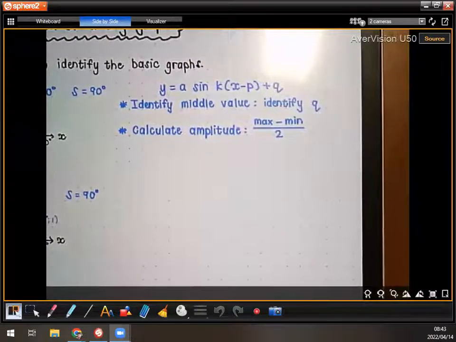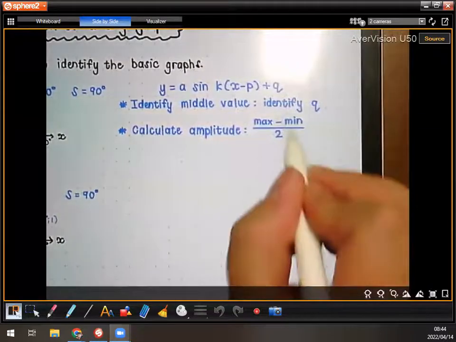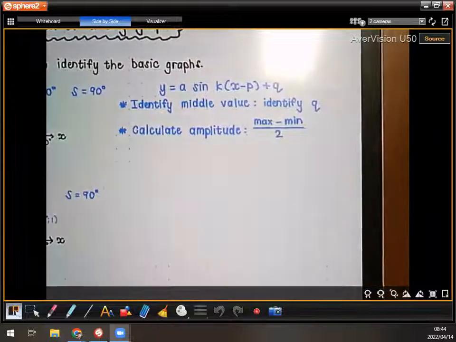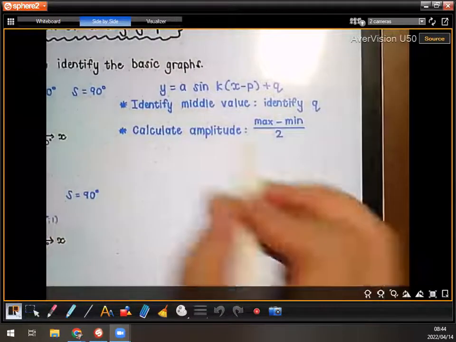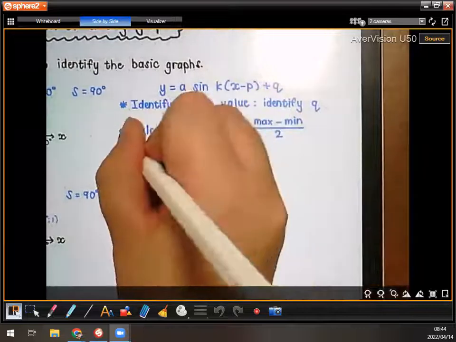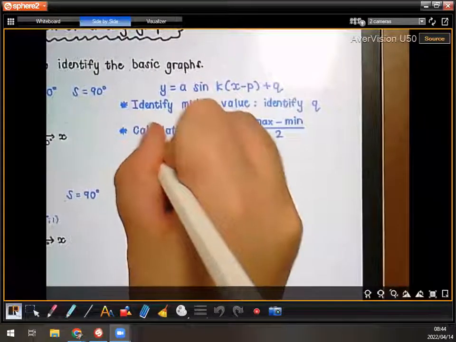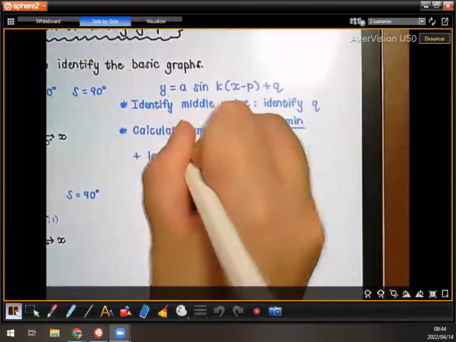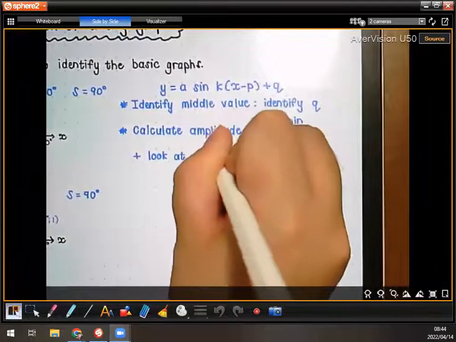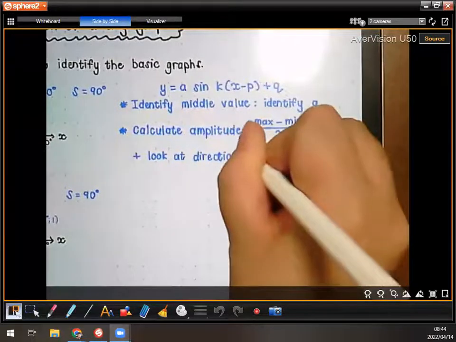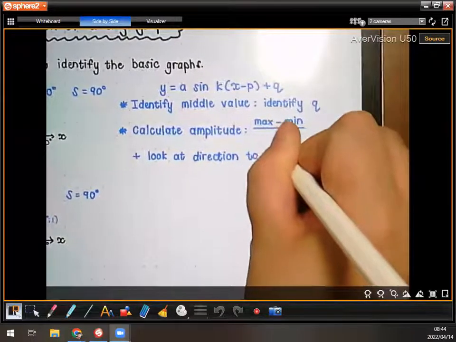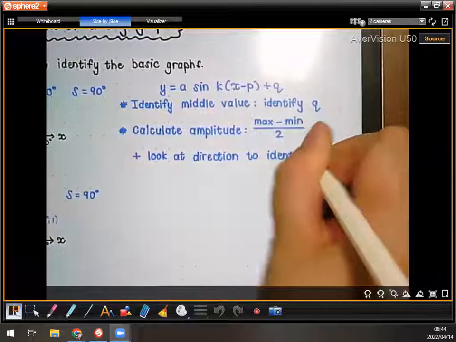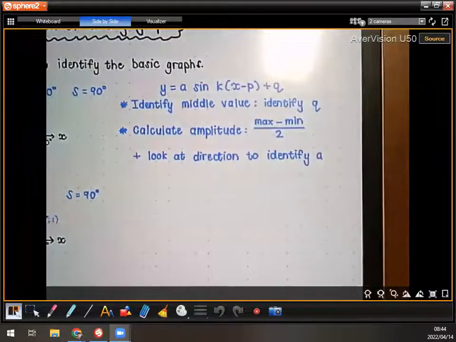And guys, what is the amplitude? That is your A value. Right, but it might not always be the exact A value because you can't tell what the sign is just by that. So this is going to give you the A value, but along with the direction of the graph. So I'm going to say calculate the amplitude, which is that, plus look at direction to identify A. Okay, now what that means.